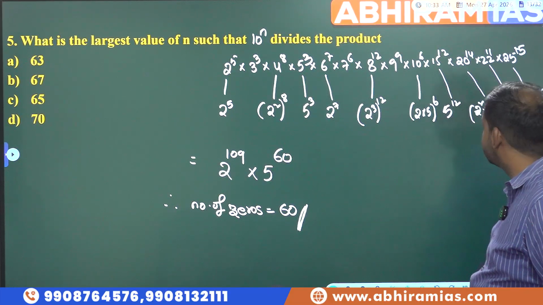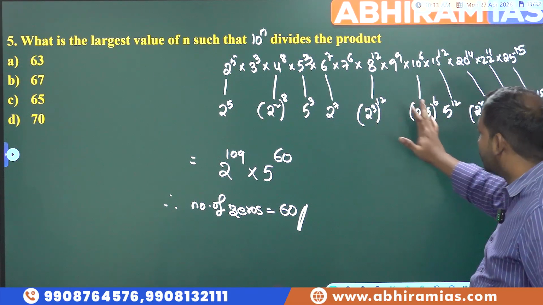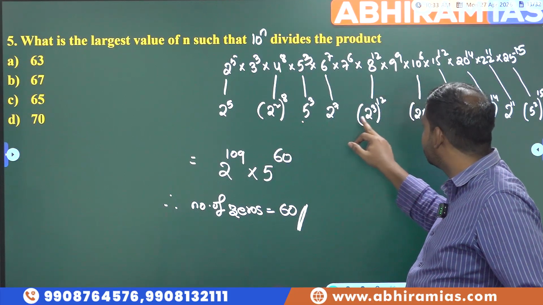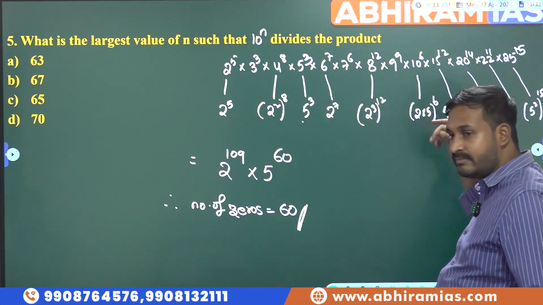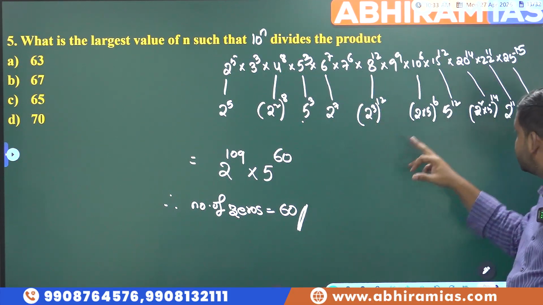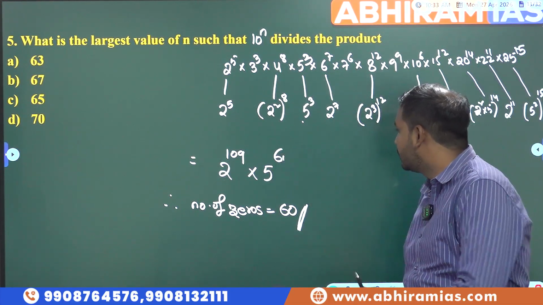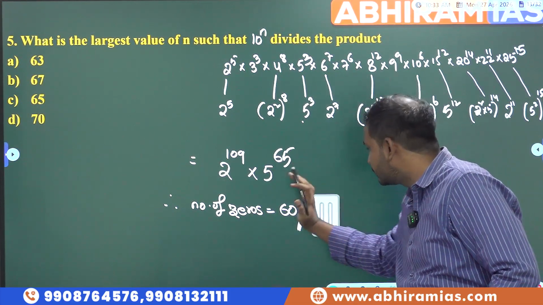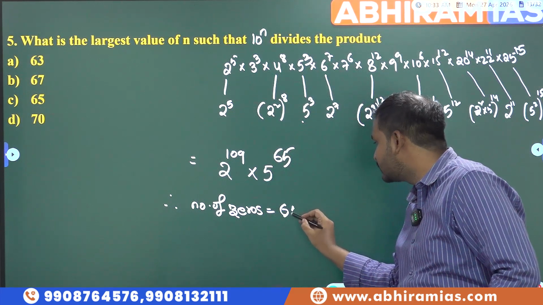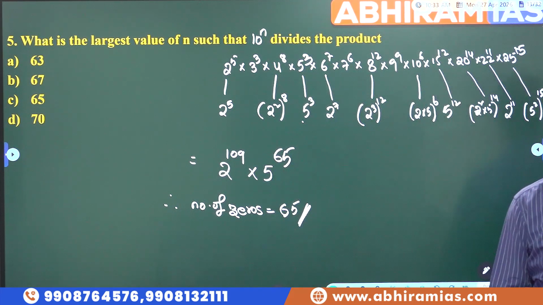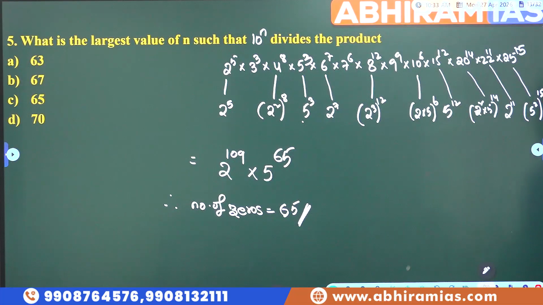Sorry, let me check again. Power 3 plus 6 is 9, 9 plus 12 is 21, 21 plus 14 is 35. Okay, sorry, the sum is 65. So the number of zeros here is 65. Just concentrate only on 2s and 5s.